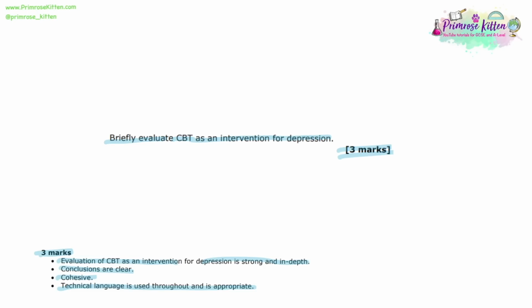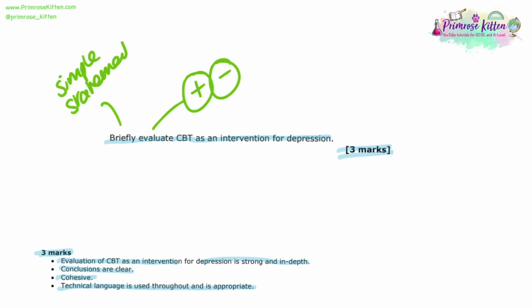Because the question is asking for an evaluation, we know we need to present information on both the strengths and limitations of CBT used for depression. The question also says that this is a brief evaluation, and so simple statements, simple sentences are enough. The final thing to note is that the question is asking about the effectiveness of CBT as an intervention for depression, and therefore there must be clear links made to the condition throughout the response.